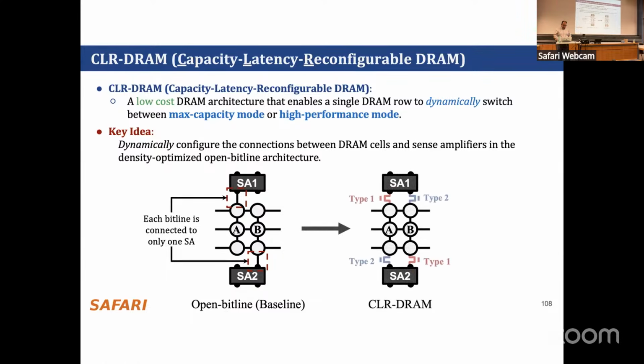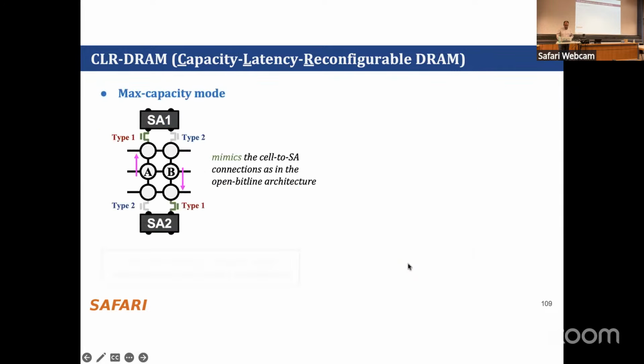Here also in CLR DRAM, we come up with, again, isolation transistors. So you have a transistor here, and you basically add 2 transistors at the top and also 2 transistors at the bottom. If only transistor type 1 is activated, we are the same as the open bitline architecture, right? So there is nothing different here. But there is a mode where you can connect both type 1 and type 2, and that would provide some performance improvement, which I'm going to show here.